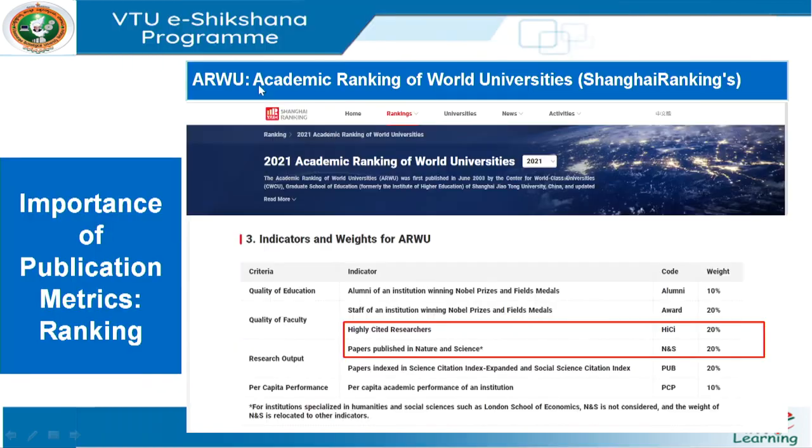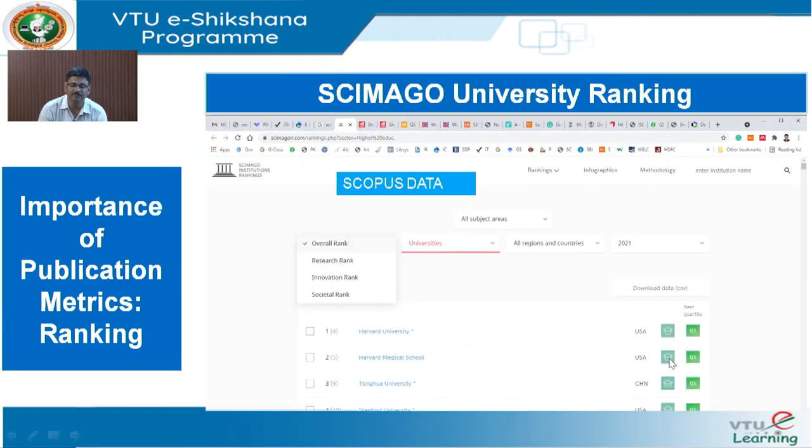And if you look at ARWU, the Academic Ranking of World Universities, they give 40% for citation and publication data. So that's again a significant amount of weightage these ranking frameworks give. And the SCImago ranking is 100% based on publication data, which is indexed in Scopus.